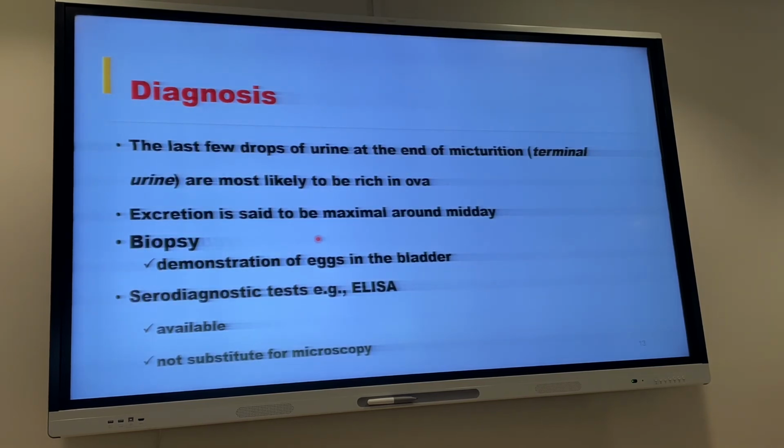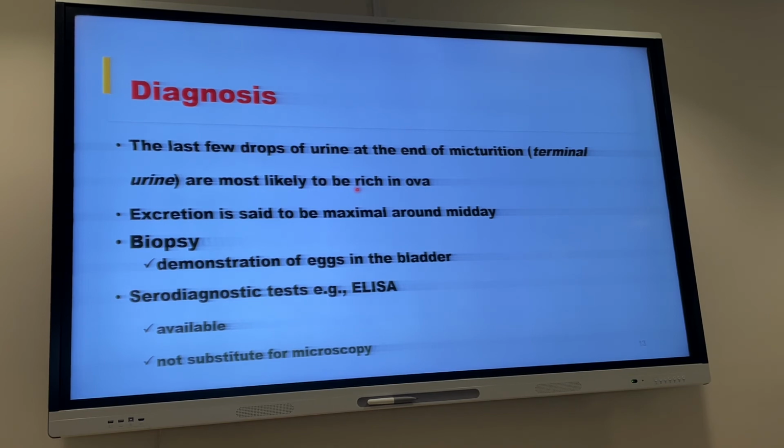So how do you make a diagnosis? Microscopy is the first line of diagnosis, particularly in endemic areas. And what are we looking out for? Usually we are looking out for the characteristic eggs of the parasite. You still remember the eggs, what they look like? How would you describe it? Spine. Yeah, terminal. Where is the spine located?